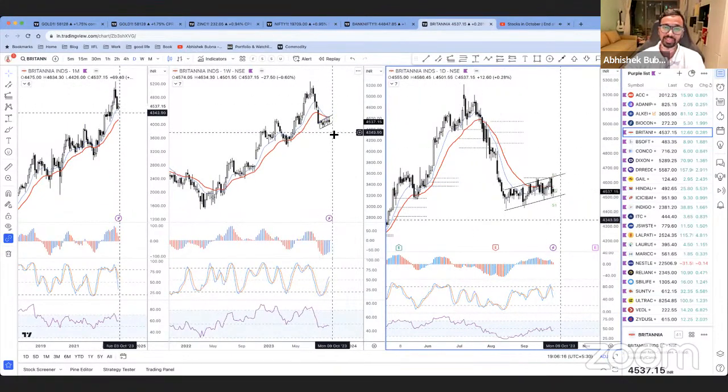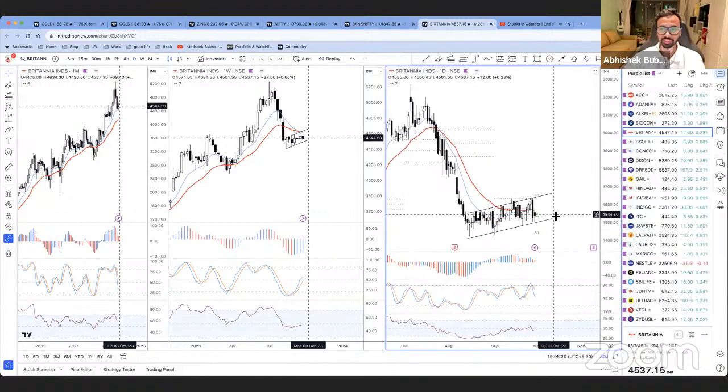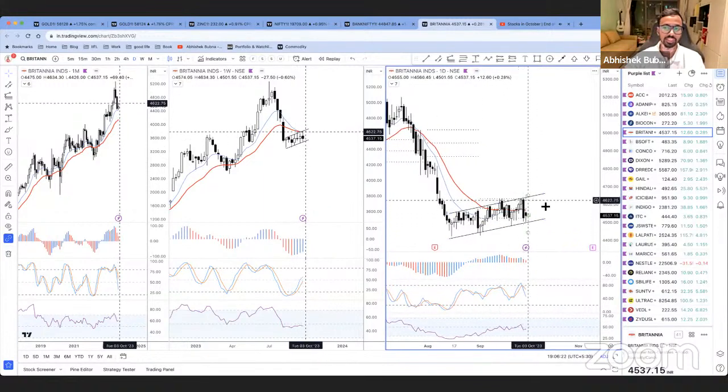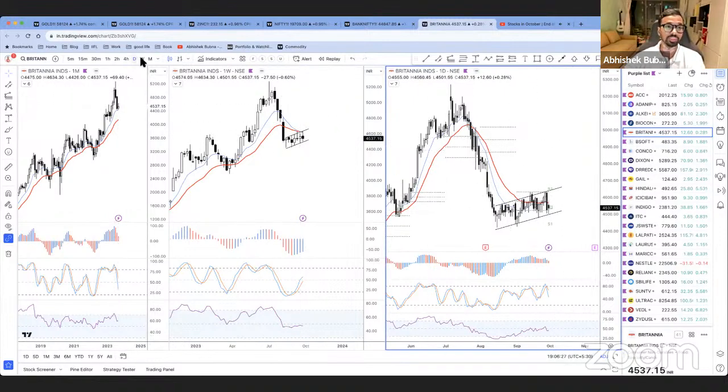Now, this looks like a corrective wave, right? Like a corrective move. And in the daily chart, you can see how corrective this is. And there is a bearish divergence in the daily chart. It's a narrow monthly CPR, and you might get an opportunity to sell this as well.